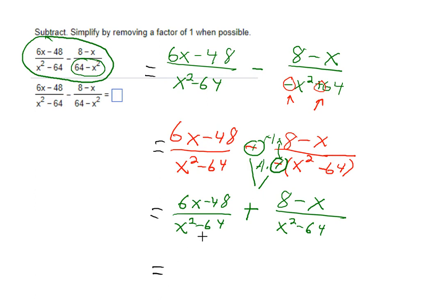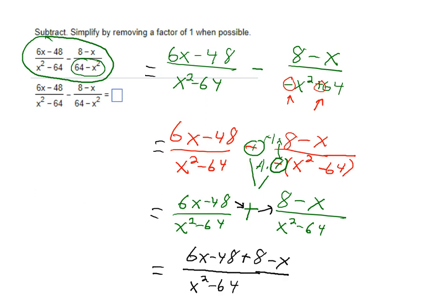Here's the tricky thing. When you're adding fractions together, you have to have a common denominator. And in the answer, the denominator doesn't change. It stays that common denominator, so it's going to be x squared minus 64. What gets added together are the numerators. So we're going to have 6x minus 48 plus 8 minus x.